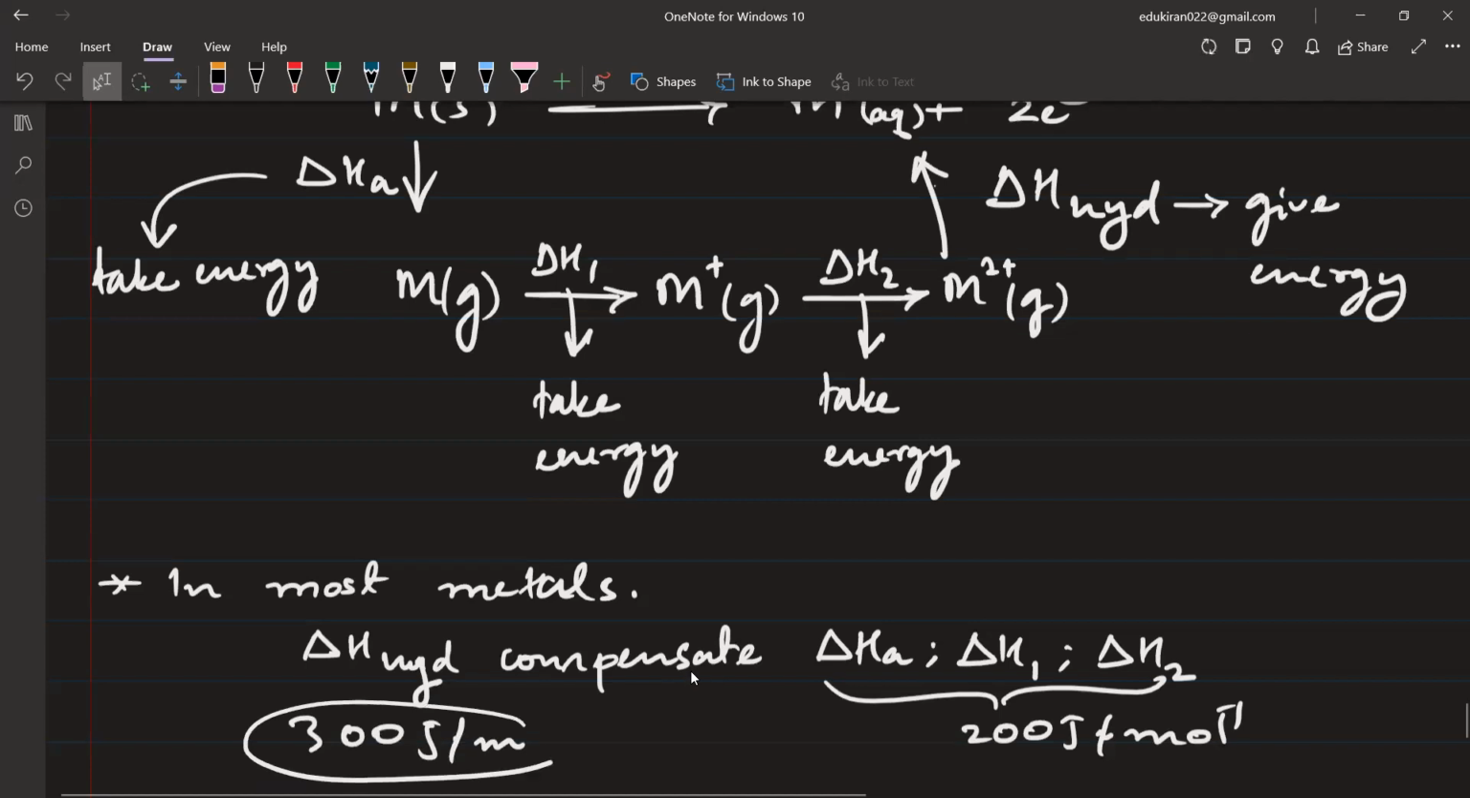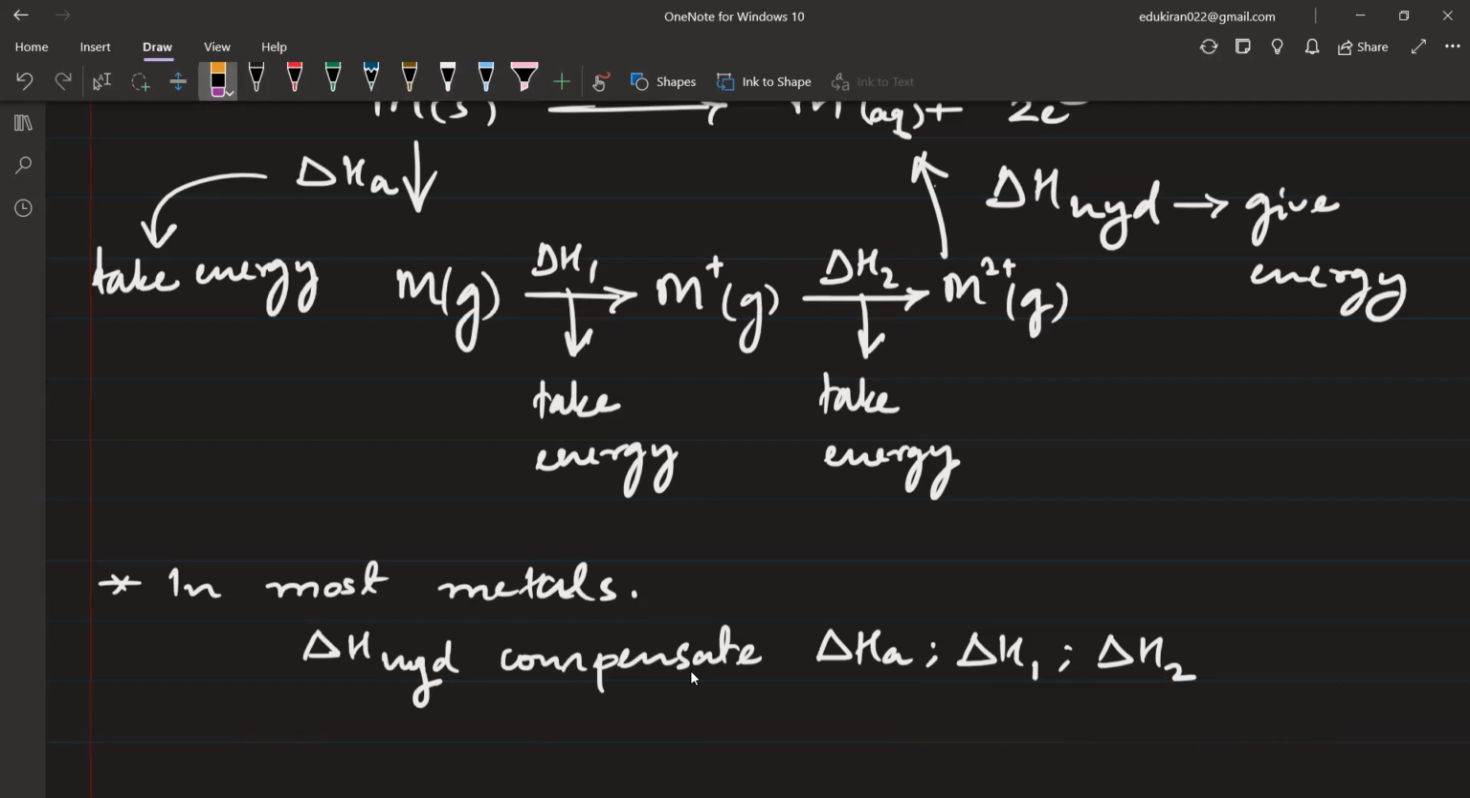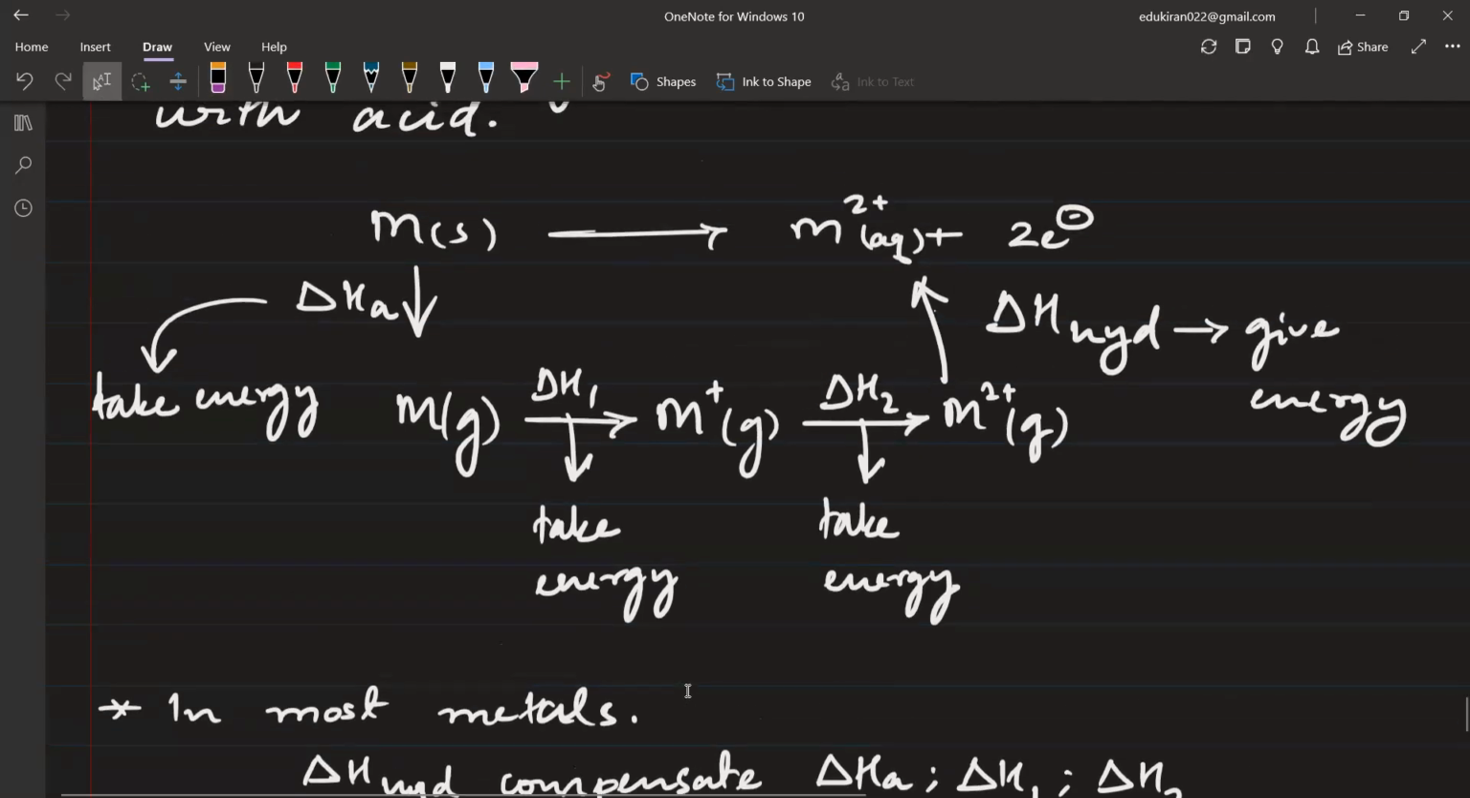So you are releasing 300 joules of energy and you are giving in 200 joules of energy. So net will be what? The net is going to be 100 joules of energy will be released. And that is why most of the metals, they can easily convert themselves to what? To metal +2 state. But copper में ऐसा क्यों नहीं होता है?